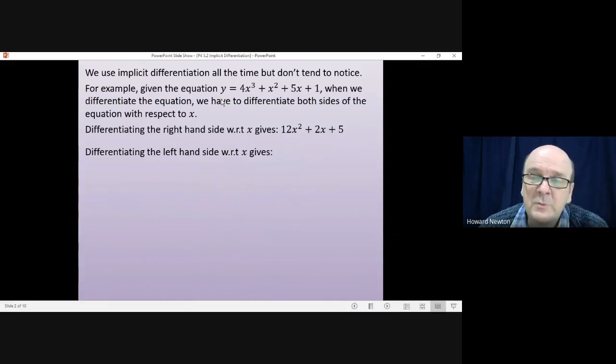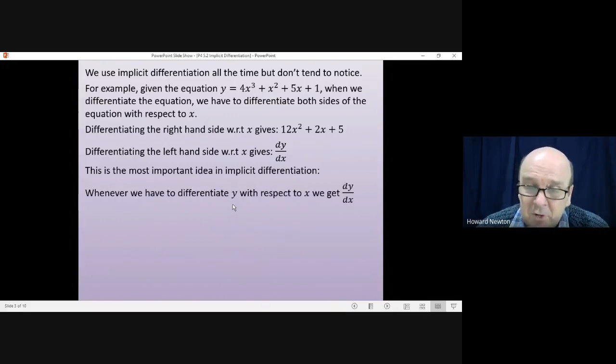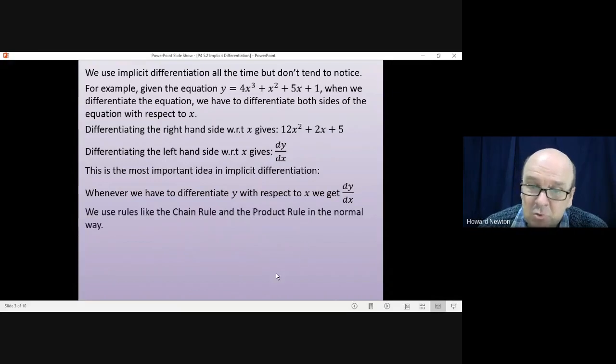Now, what do we get when we differentiate y with respect to x? The answer is far more obvious than you probably think. What you get is dy by dx. That means differentiate y with respect to x. Now, this is the most important idea in implicit differentiation. Whenever we have to differentiate y with respect to x, we always get dy by dx. And we use rules like the chain rule and the product rule in the normal way.